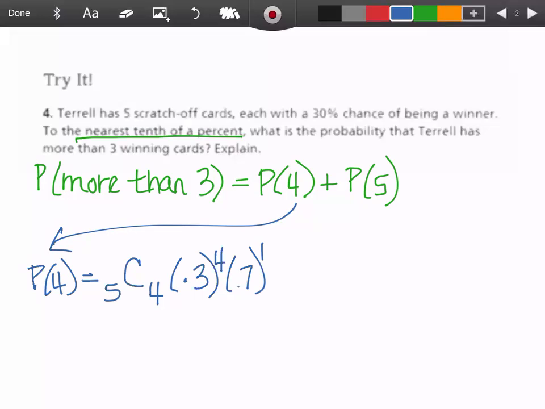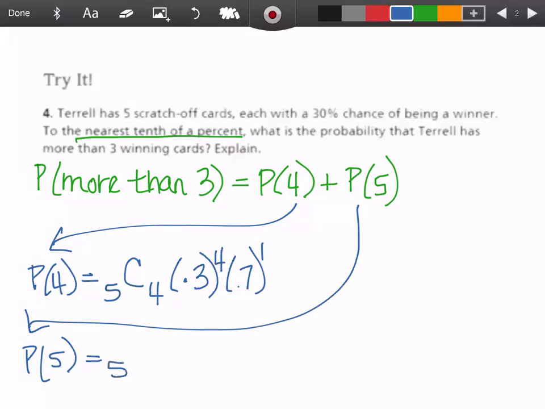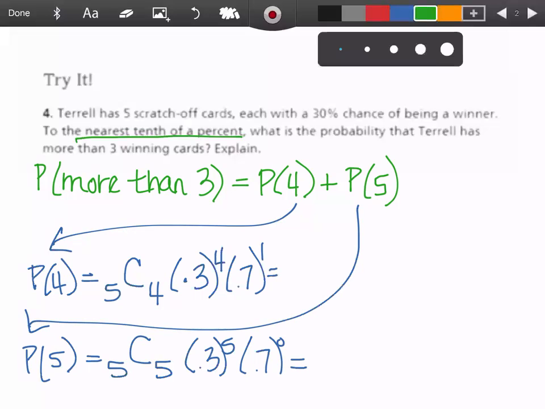And then we also have probability of 5. So what's the probability that he has all 5 winning cards? We have 5 combination 5, times 0.3 to the 5th. Well, if all of them are winning cards, then there are none that are losing cards, so we're going to have 0.7 raised to the 0 power. And both of those we can simplify down using our calculators.